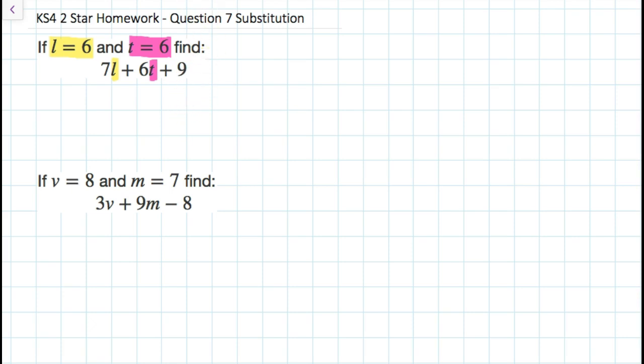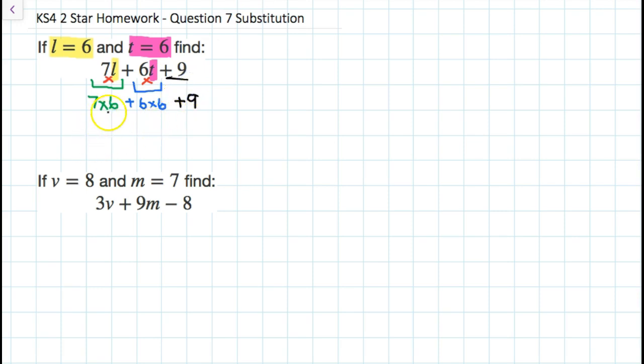So the key thing to remember when we're doing these questions is that in between the number and the letter is a multiplication sign that we don't write but is actually there. So let's just remind ourselves that means 7 times L and this means 6 times T. So if we're looking at working this out, for this part of the question here, we've actually got 7 multiplied by the new value of L, which is 6. We are then adding this part of the question here, which would be 6 multiplied by 6. We haven't done anything to this plus 9 here, so we need to make sure we include it there.